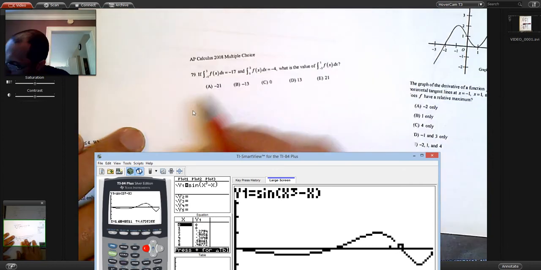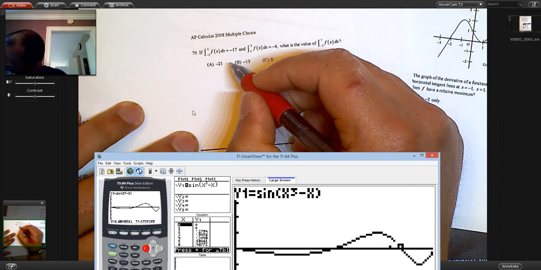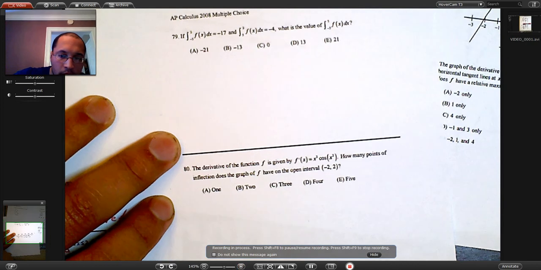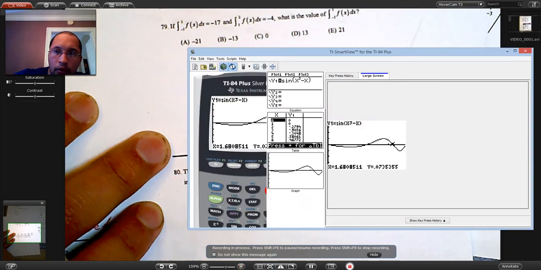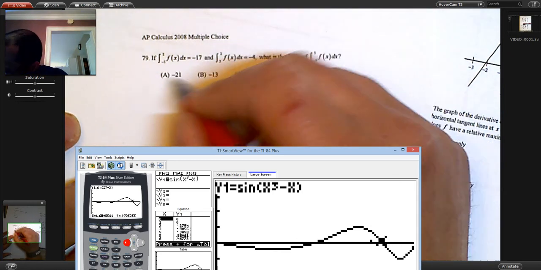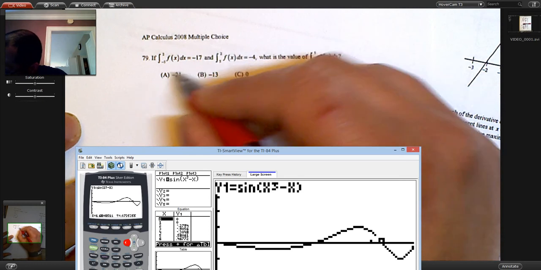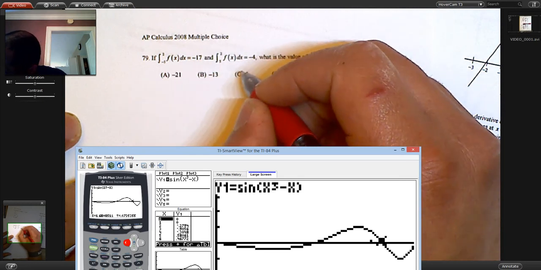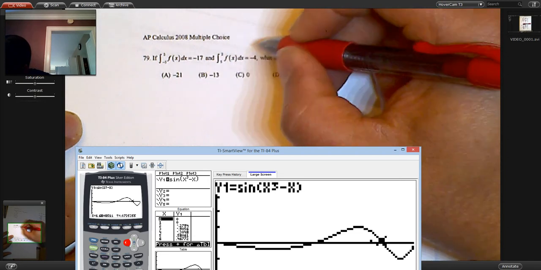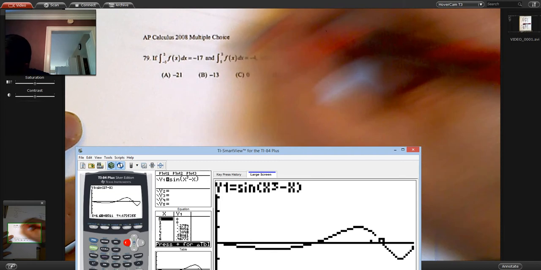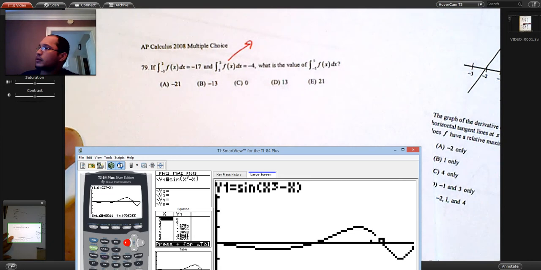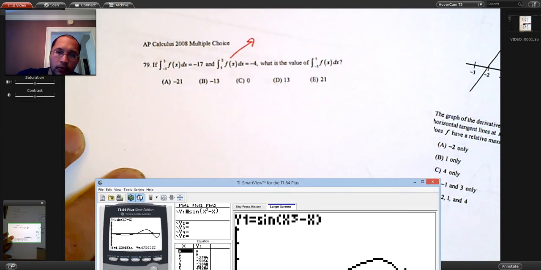Alright, so this one, let's look. Integral from negative 5 to 2. Y'all really can't see that one. Negative 5 to 2 is 17. Then 5 to 2 is negative 4. Really interesting. Negative 5 to 2, then 2 to 5, but it's backwards. What's the value of negative 5 to 5? Well, that's backwards, so we know if it's written backwards, I know y'all can't see. I don't know what's going on right now. I'm trying to zoom. Let me rewrite.